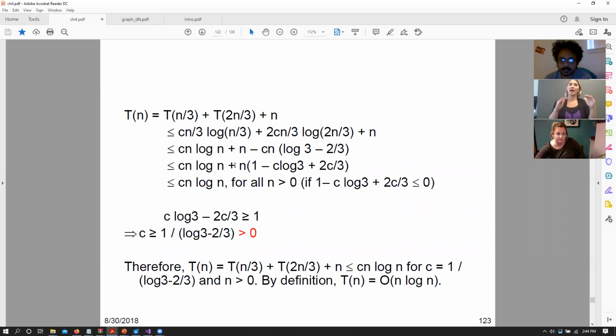And basically that means for all n greater than 0, this particular term needs to be less than 0. In order to prove that it is big O, we need to say that n log n has to be subtracted by something, right? So that only means that it is big O of this particular equation. If this holds, that it is less than or equal to 0, only then can we figure out whether we have a big O complexity or not. And then we can figure out the values for C and n0.